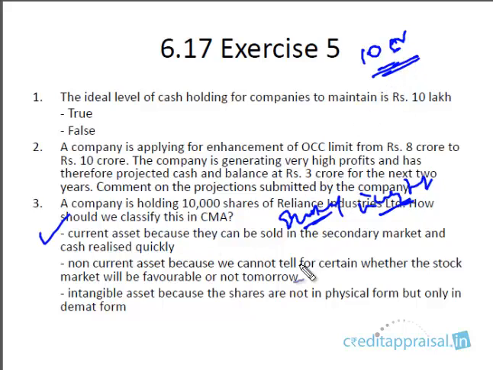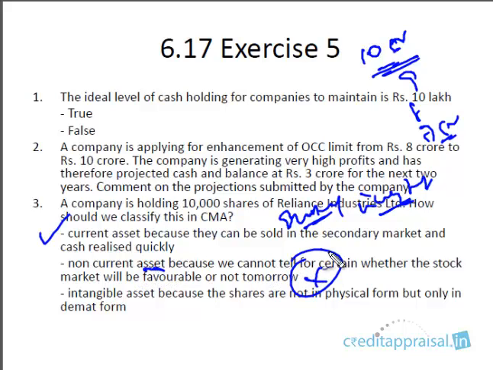So what the second option is saying is, we don't know if we sell this, since we bought them at 10 crores, what the shares will fetch us. Maybe tomorrow they'll fetch us only 9 crores or 8 crores, 7 crores. We don't know, because we are not certain whether the stock market will be favorable tomorrow. We don't know what price we are going to get tomorrow. Because of the uncertainty, we have to classify it as non-current asset. But that is a wrong option.